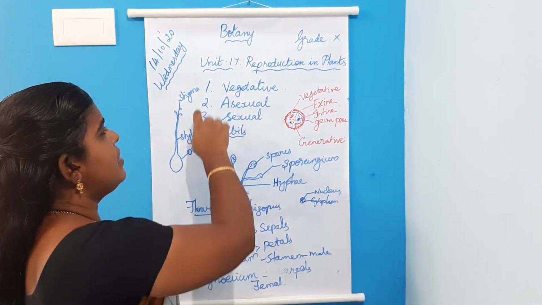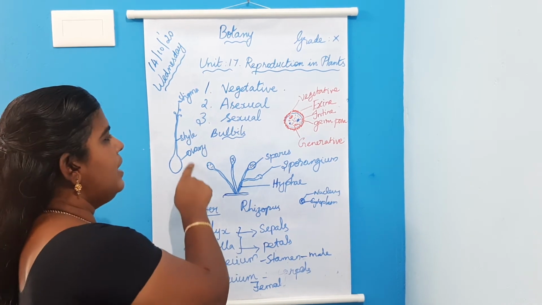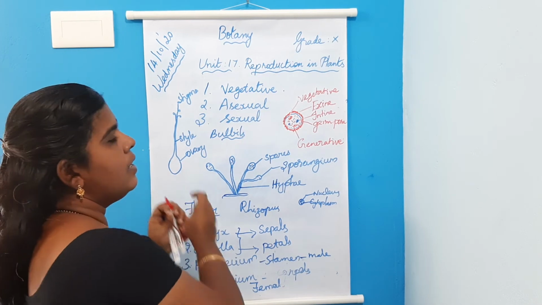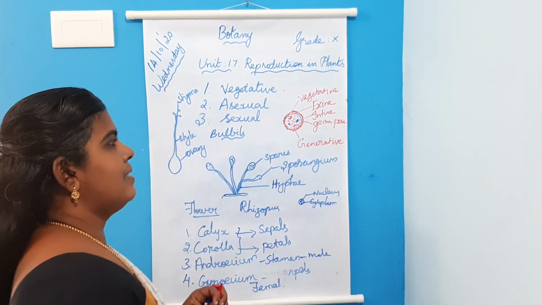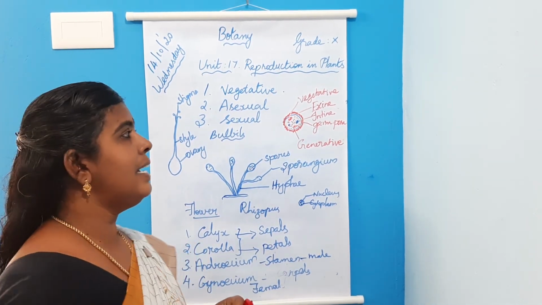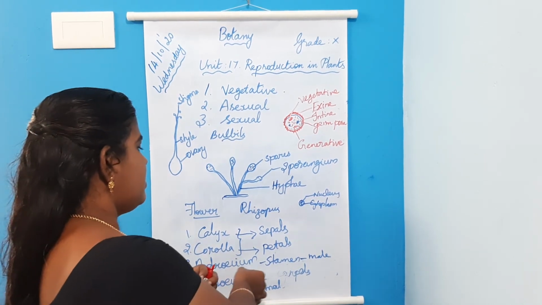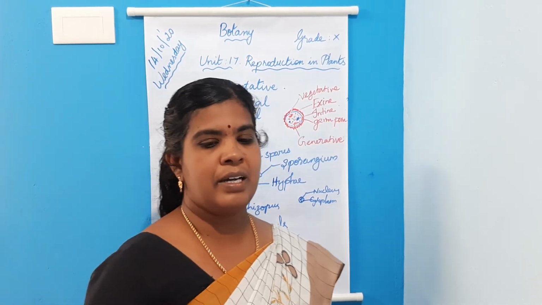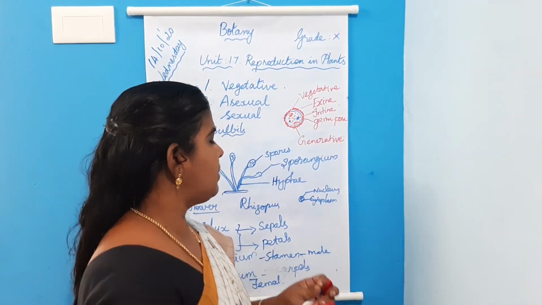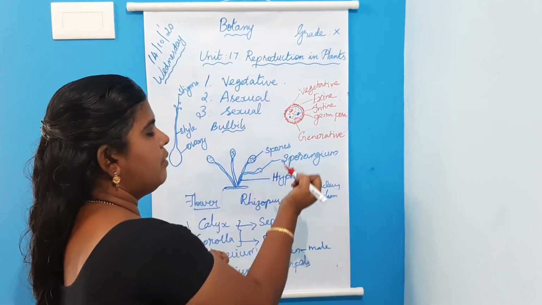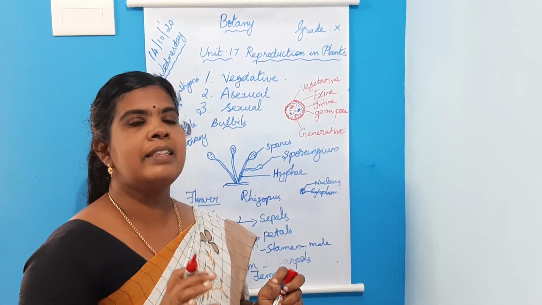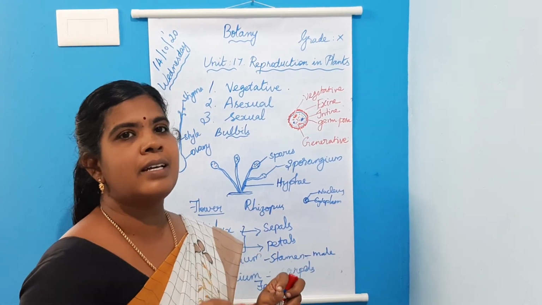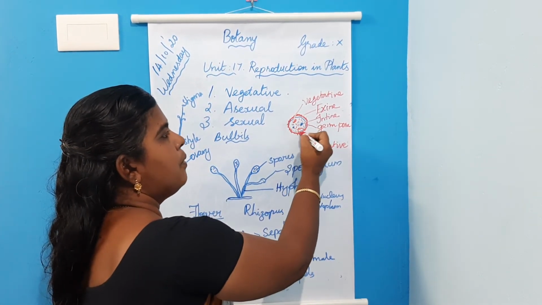This gynoecium consists of three parts, namely ovary, style and stigma. The ovary encloses the female reproductive structure, the egg. What about the androecium? It is the male reproductive part of a flower. It consists of filament and anther, which encloses the pollen sac. Within the pollen sac, pollen grains are present. This is the structure of pollen grain.